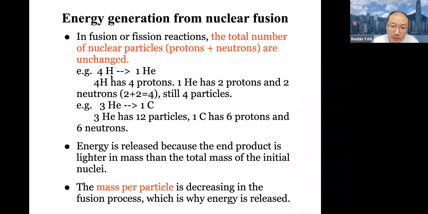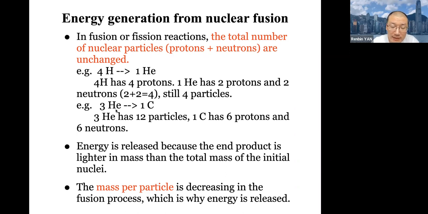When you have 4 hydrogen forming into 1 helium, 4 hydrogen has 4 protons, and 1 helium has 2 protons and 2 neutrons. 2 plus 2 is 4, so at the beginning you have 4 nuclear particles, and at the end you have 4 nuclear particles. This number does not change.